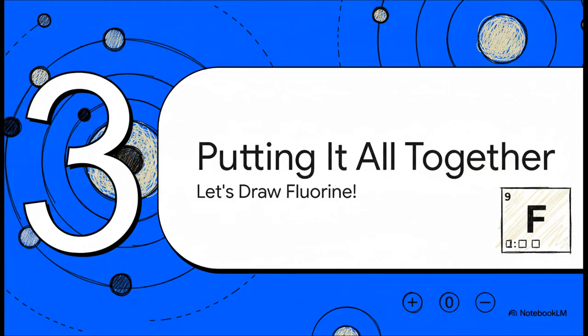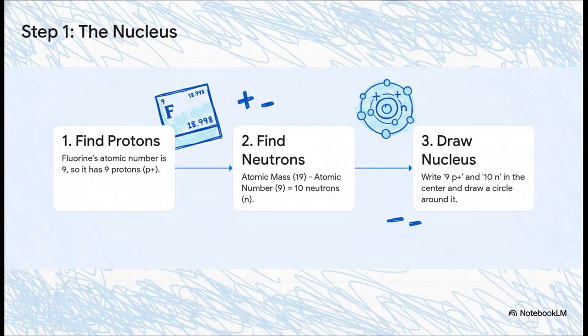All right, code breakers, this is it. Section 3, putting it all together. We've got our clues, we know the rules, so let's put it into practice and draw a real element. Let's do fluorine. Let's do this. Step 1, find the particles. We look at our codebook, the periodic table. Fluorine's atomic number is 9. Bam. That means it has 9 protons. Its mass is 19. So 19 minus 9 gives us 10 neutrons. We just write 9p+ and 10n in the center, draw a circle around it, and there you have it.